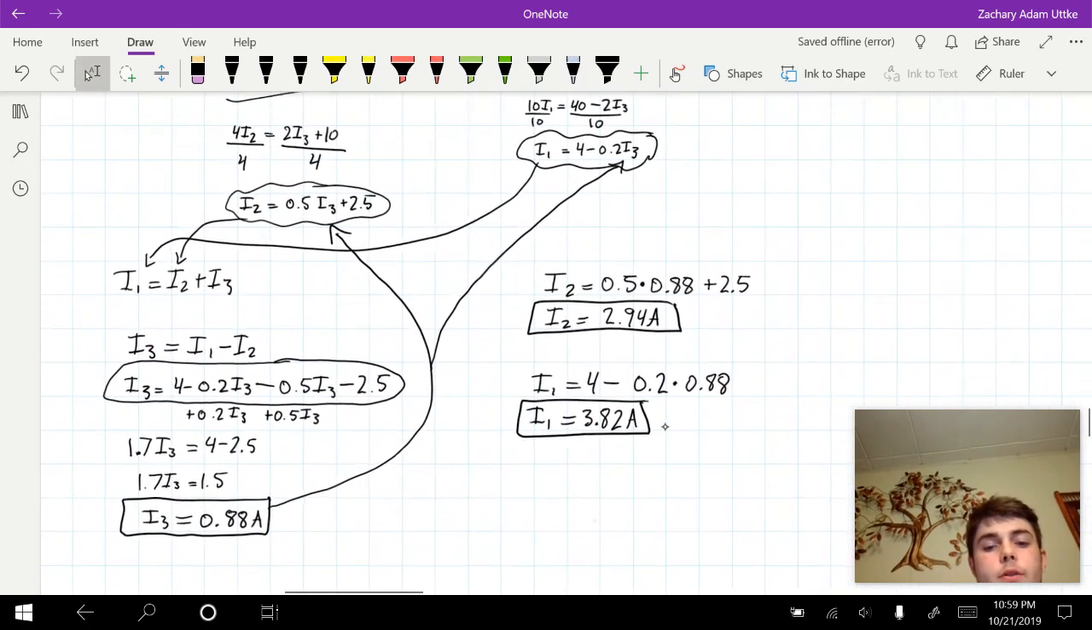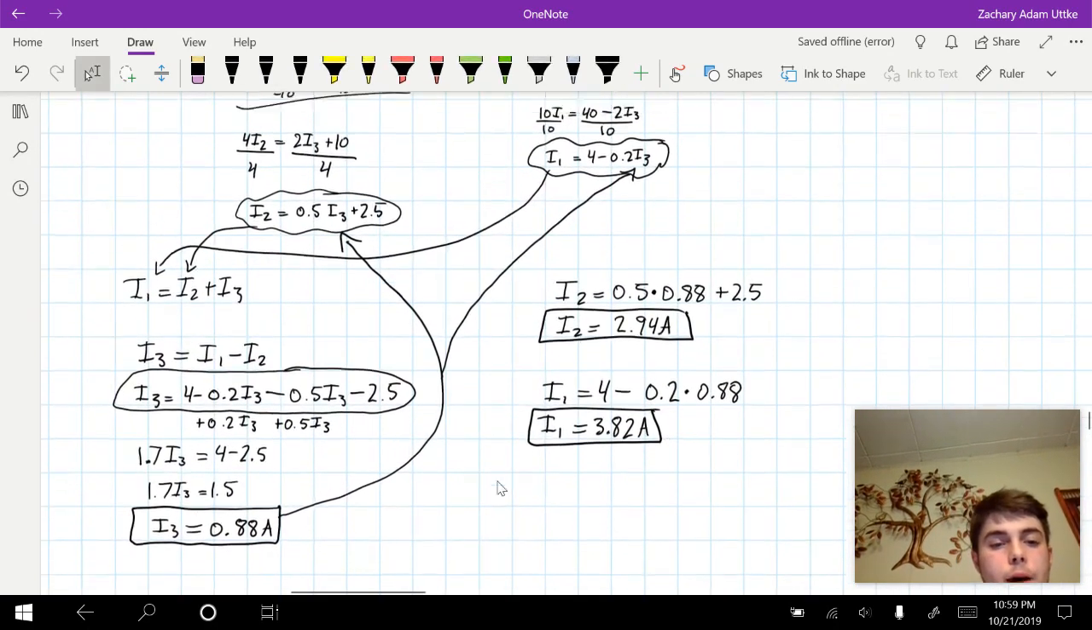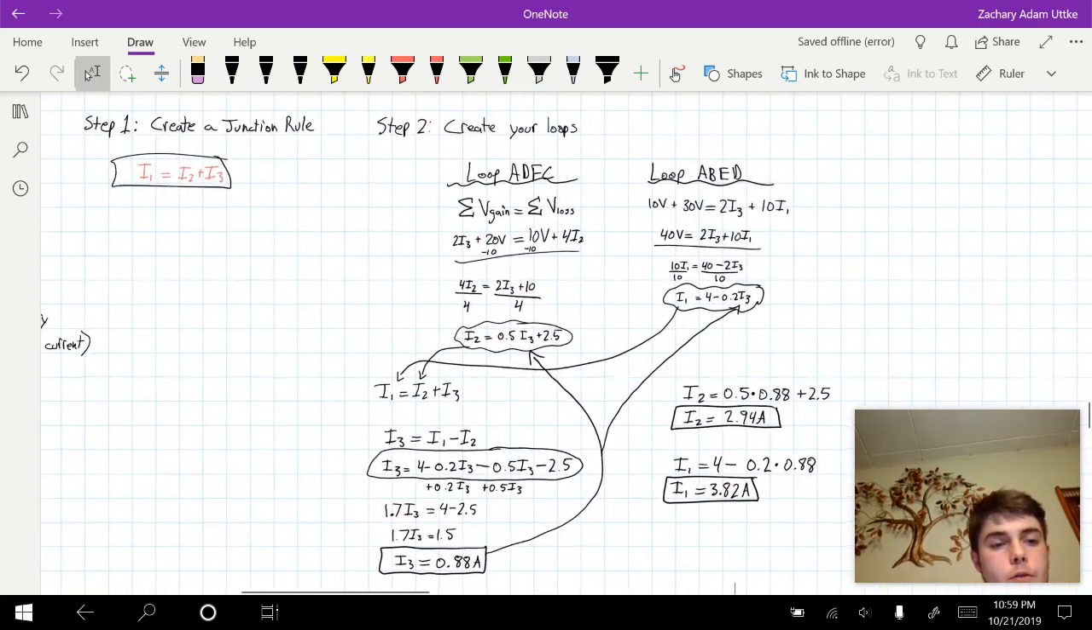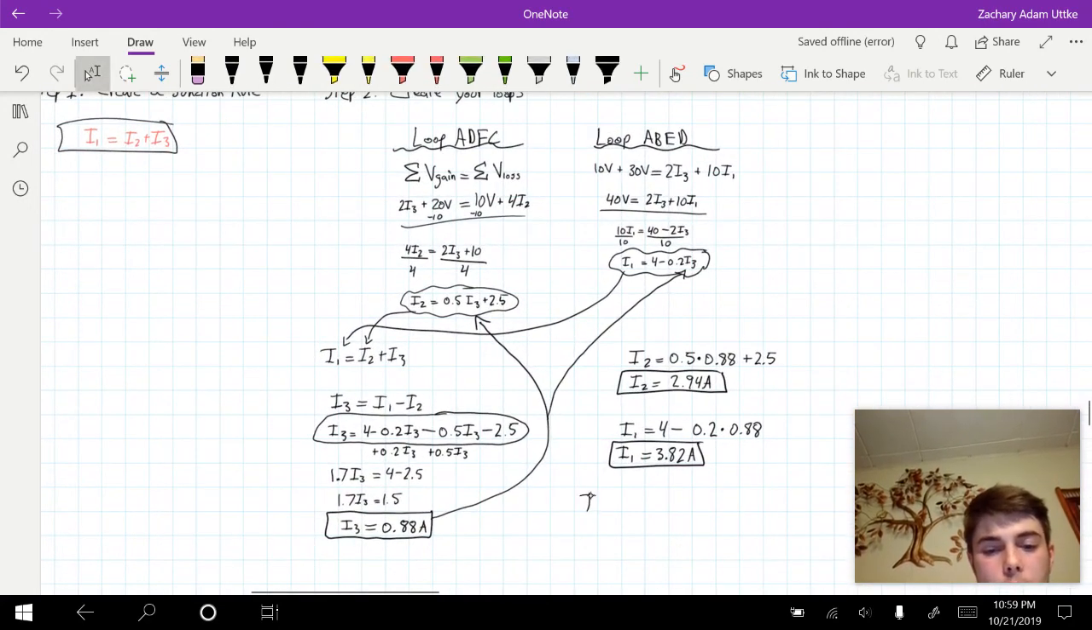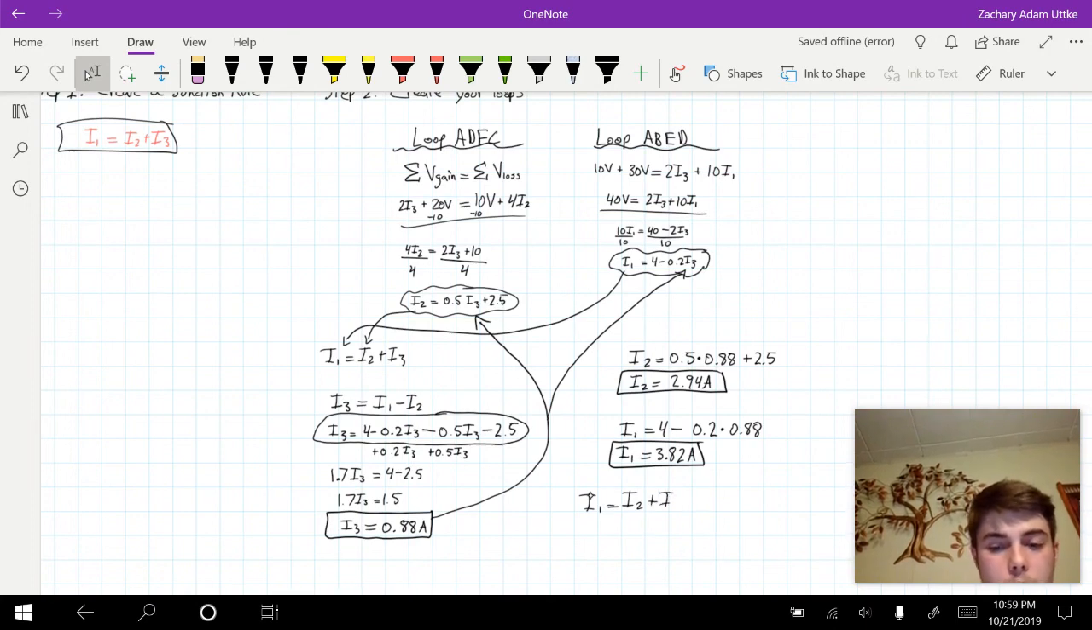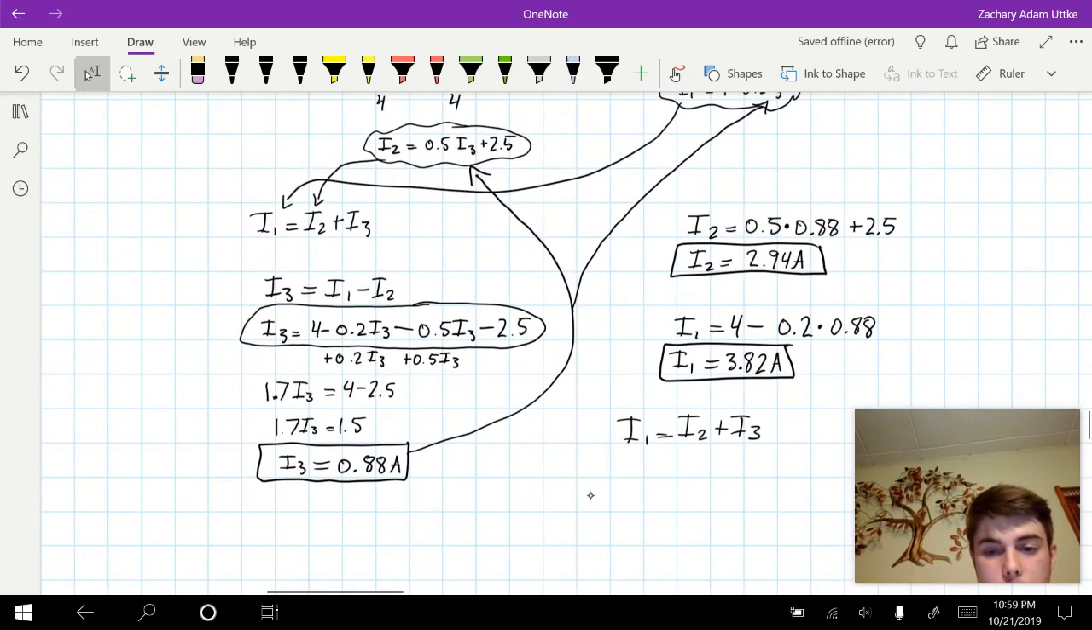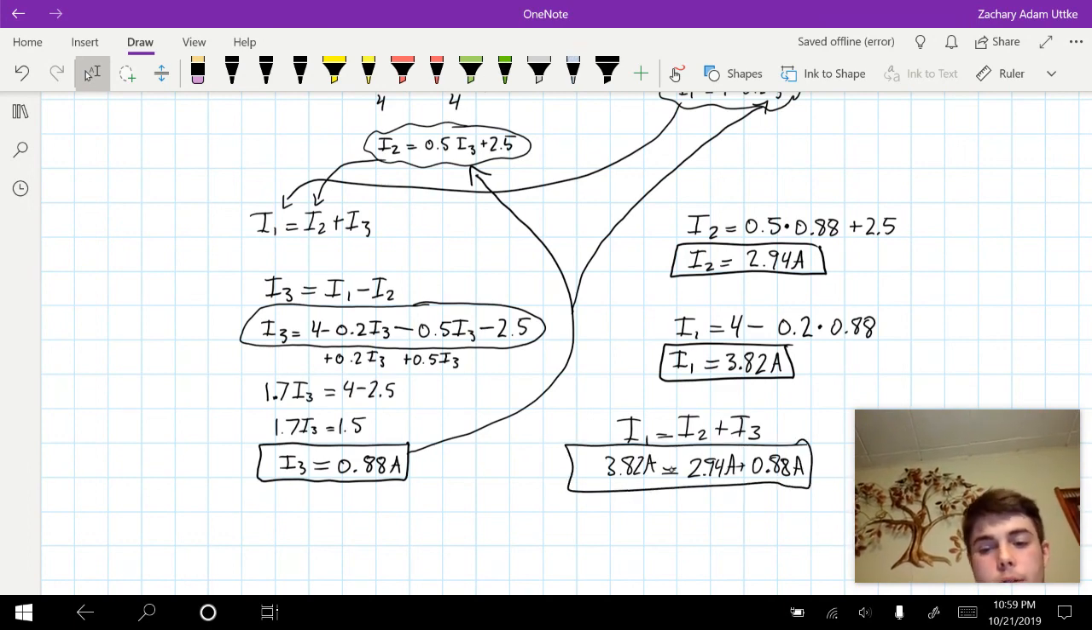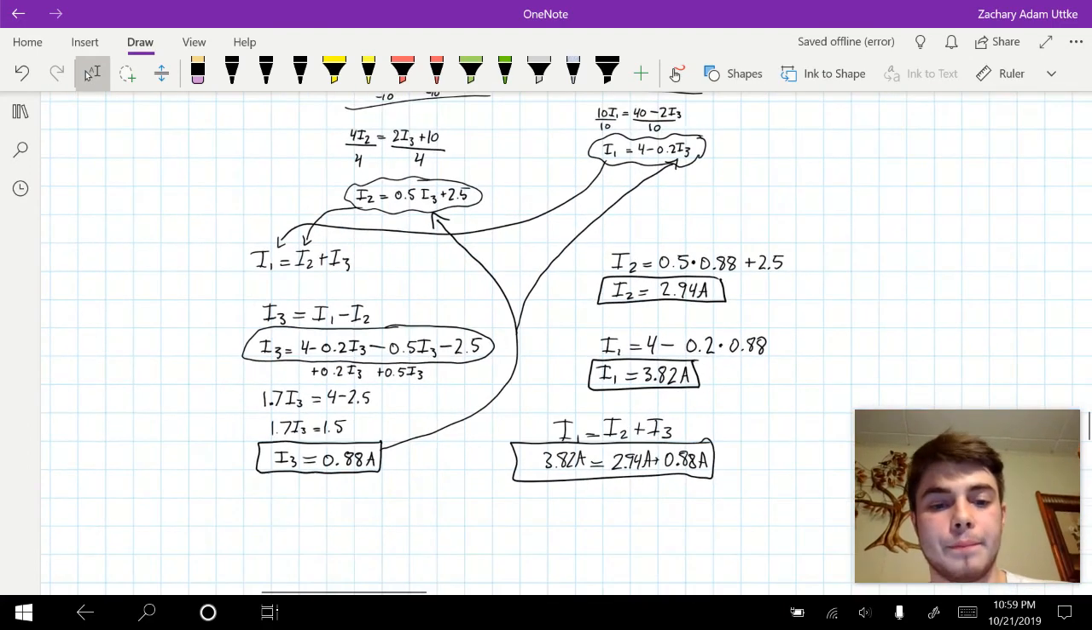Okay, so our answers make sense, and they also follow our junction rule from earlier, which is I1 equals I2 plus I3. If we were to take I2, which is 2.94 amps, plus I3, which is 0.88 amps, we would get I1, which is 3.82 amps. So that also is a way to check our answer and make sure we solve the problem right.